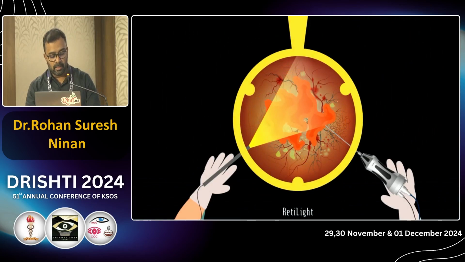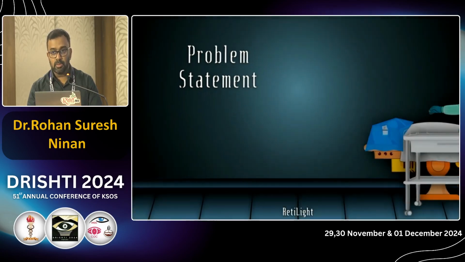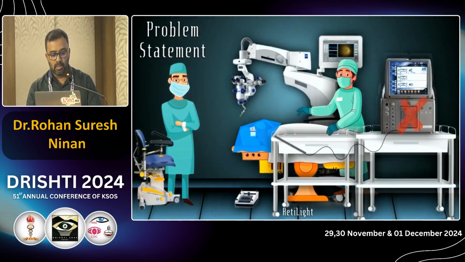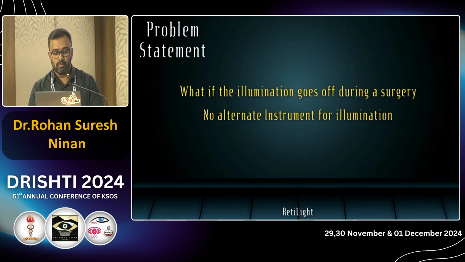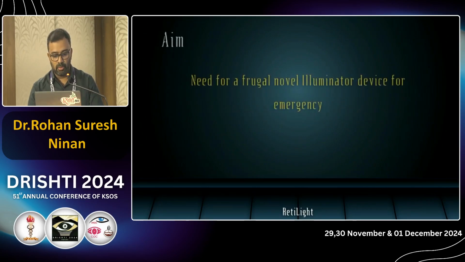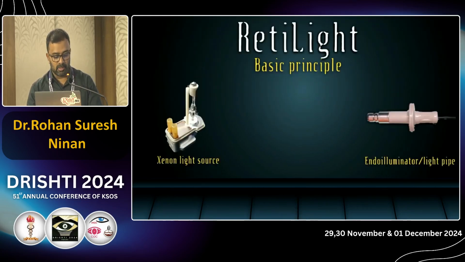So coming to Retinal Light. During surgery, the most important aspect is visualization. Therefore, without a light source, it's almost impossible to do a surgery. So if the endoilluminator is not working, then what is the solution? We needed a frugal, novel illuminator device in case of emergencies.